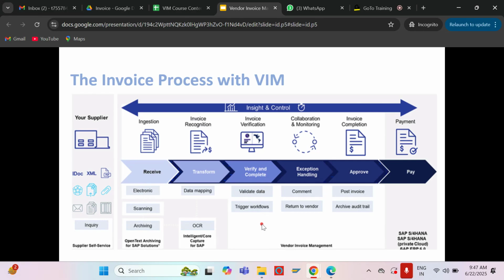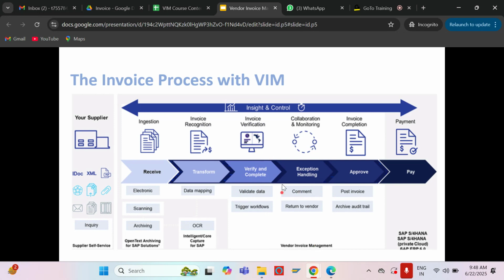Each and every step log will be captured: what is happening with the invoice, what different comments you want to provide, and all. That will also be helpful in an audit, from an audit perspective, right?